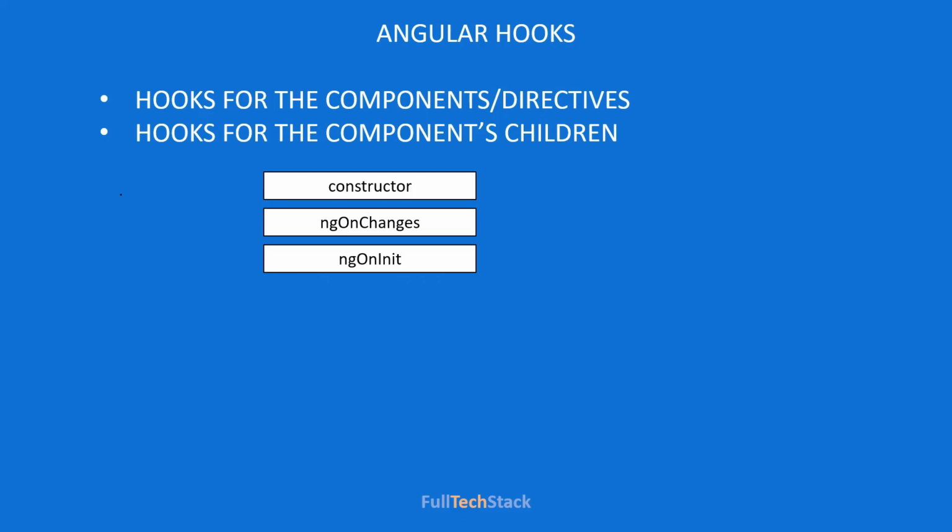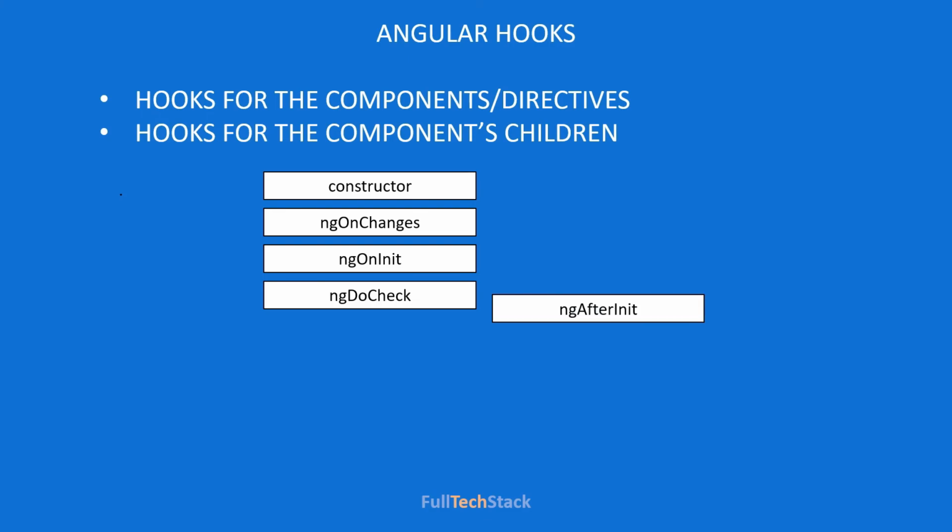Then comes ngDoCheck, which is also called the developer's custom change detector, and it is invoked when the change detector of the component or directive is invoked. Next, ngAfterContentInit, that is invoked after Angular performs content projection, which means inserting the content that we want inside another component. Then we have ngAfterContentChecked. That is invoked each time the Angular application is done checking the content of the component using the change detection mechanism.